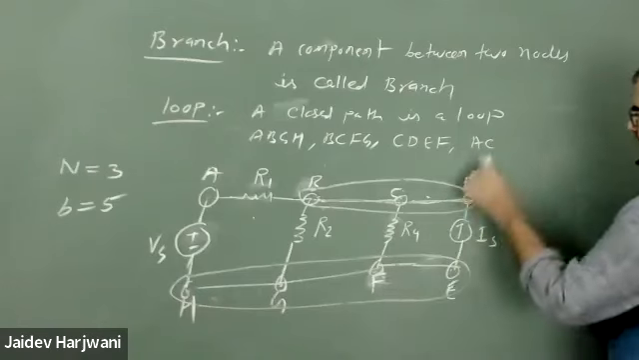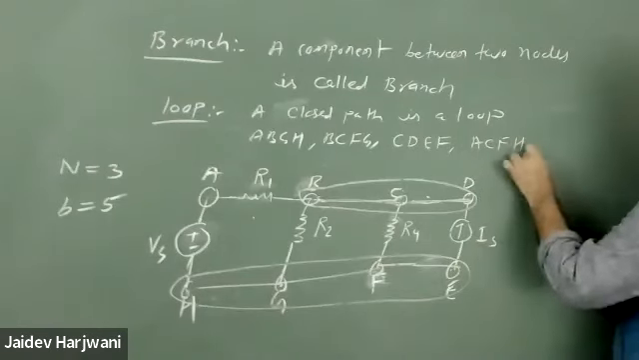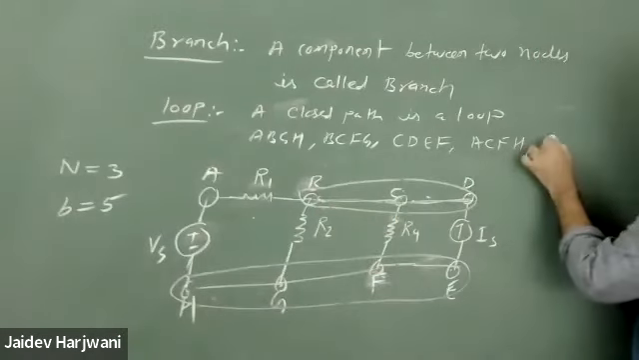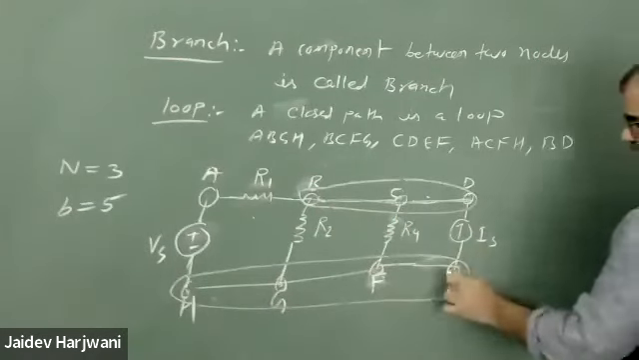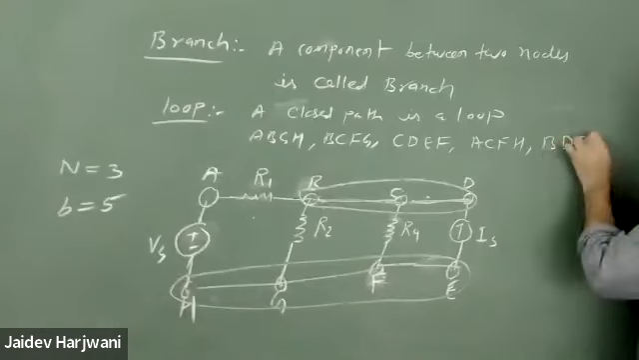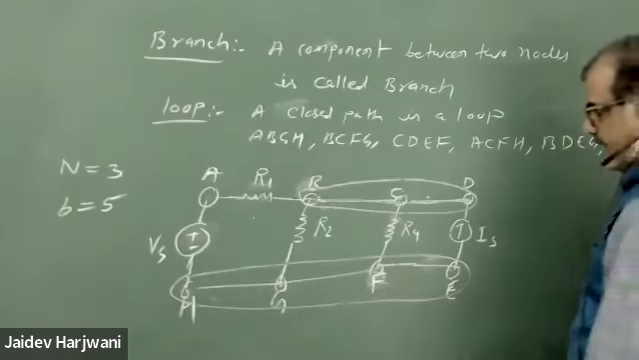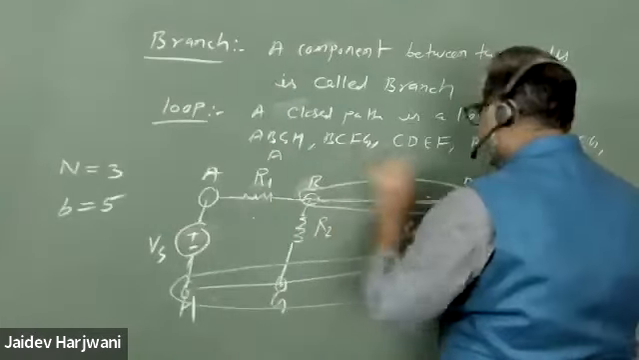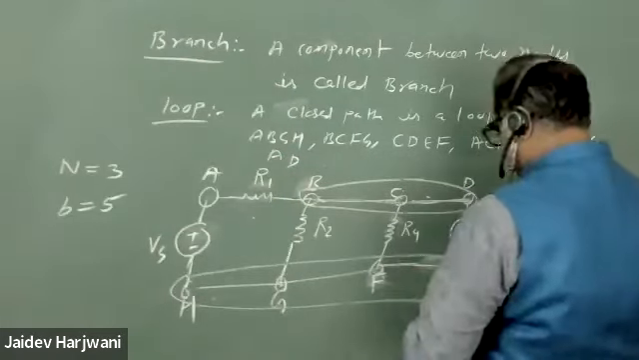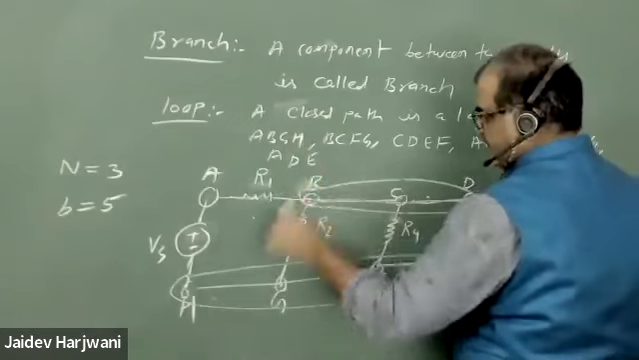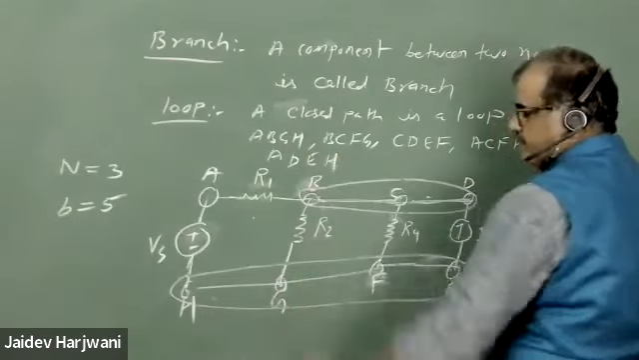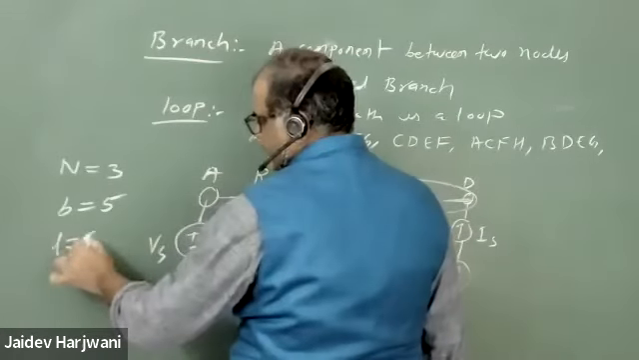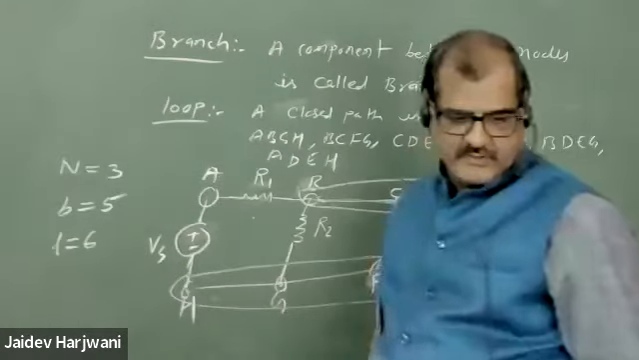ACFH is a loop. 6 loops only. BD, okay. So I'm completing this. BDEG is also a loop. And the bigger loop, the final one, which contains these 2 loops, A, D, E and H, is also a loop. So if I ask you how many loops are in the network, we can simply say there are 6 loops in the network.